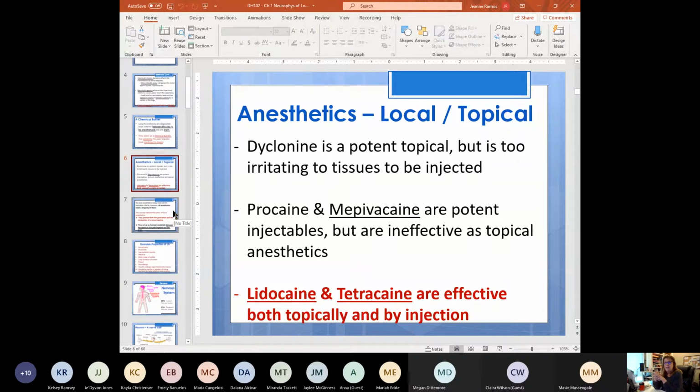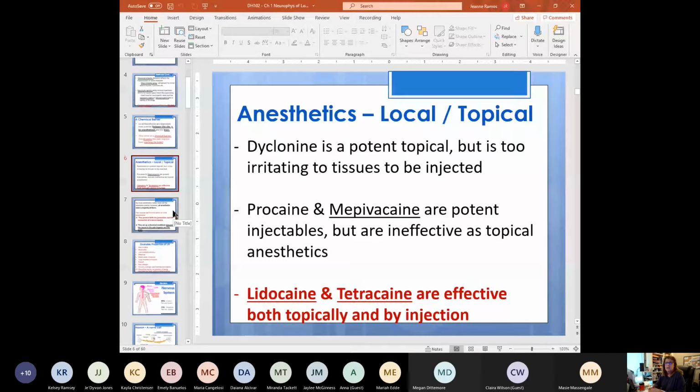Lidocaine is one of those few. Lidocaine has a topical form, and it can also be in liquid form as an injectable. The other one is tetracaine, which is effective both topically and by injection. You just don't hear a lot about it because lidocaine is an amide, which means it doesn't have as many allergy issues, and tetracaine is an ester. So it does have possible allergies and other side effects. So mostly we don't use tetracaine. Why take that kind of risk when lidocaine is so good?